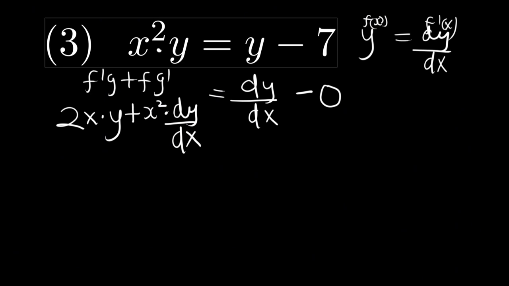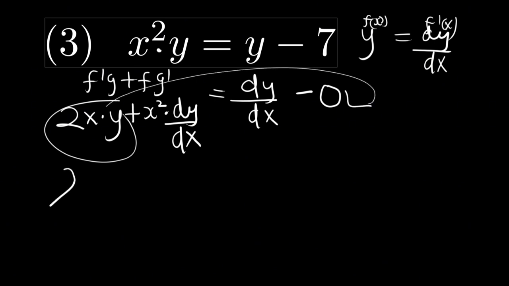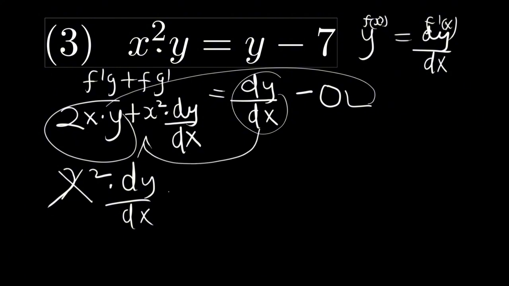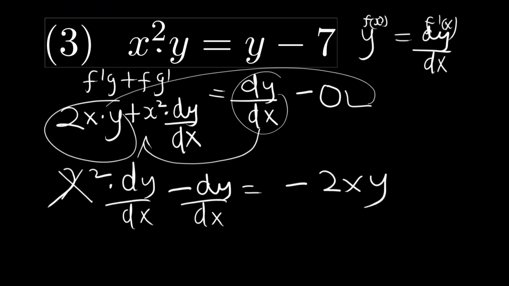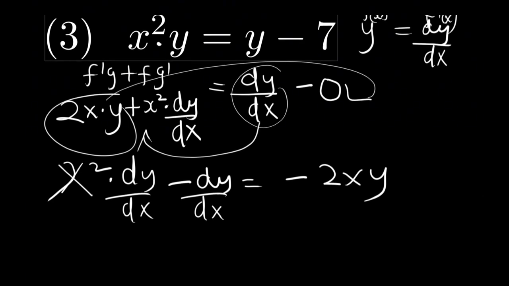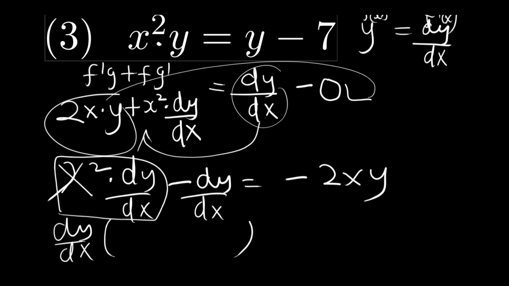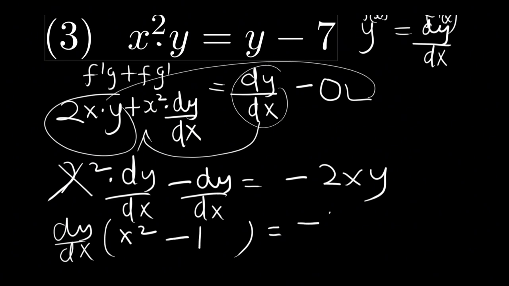So now to get dy over dx, we will take 2xy on the other side, and then we'll have here x squared multiplied by dy over dx, and then we'll take this to this side here, minus dy over dx equals negative 2xy. So now we will take common of dy over dx. When you take common here, we will be left with x squared. When we take common here, we'll be left with negative 1 equals negative 2xy.